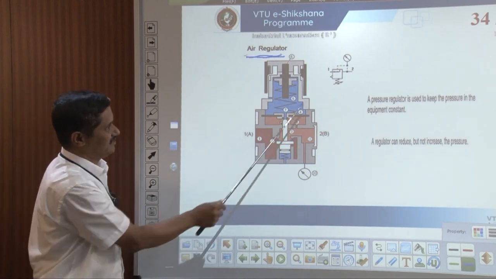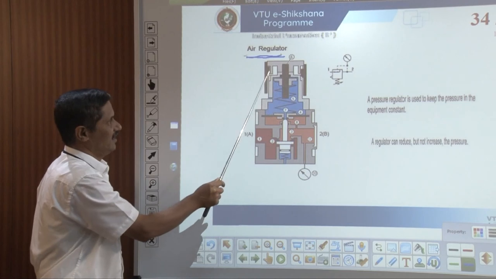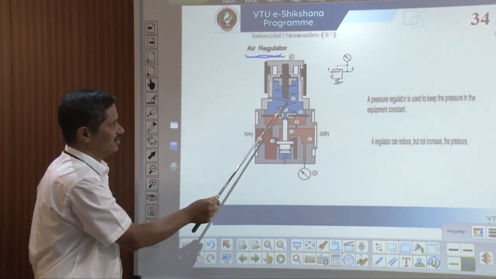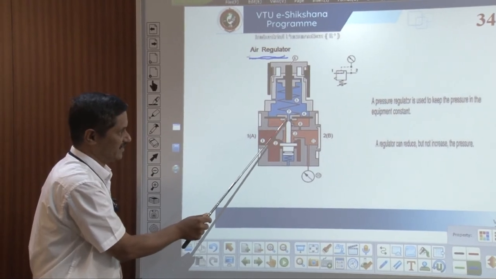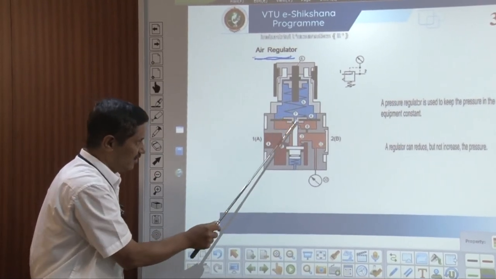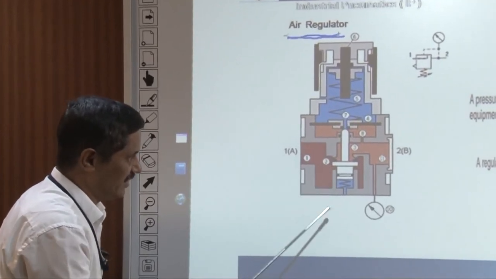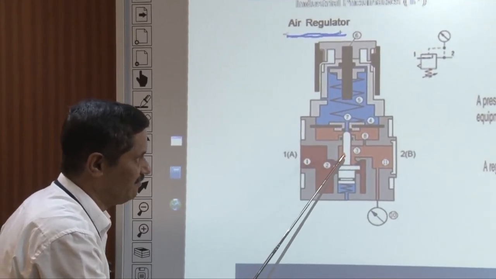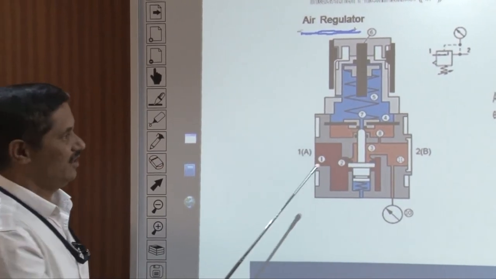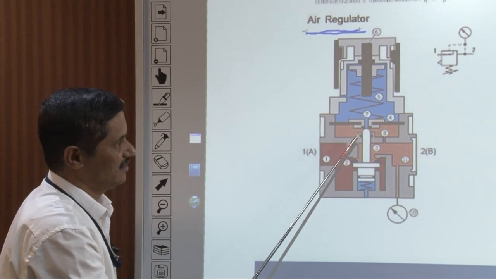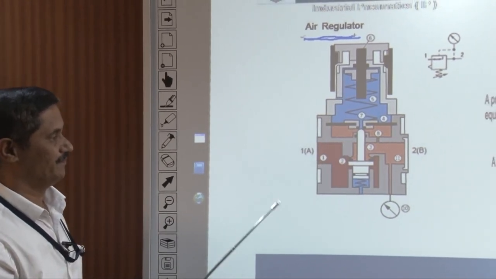If you observe this figure, you can lift this and turn the knob. As you turn, the spring force gets adjusted and that in turn puts a pressure on this, which is seated here. When the air pressure increases, a lift is given by the air pressure to push this up. That's how the regulation happens.